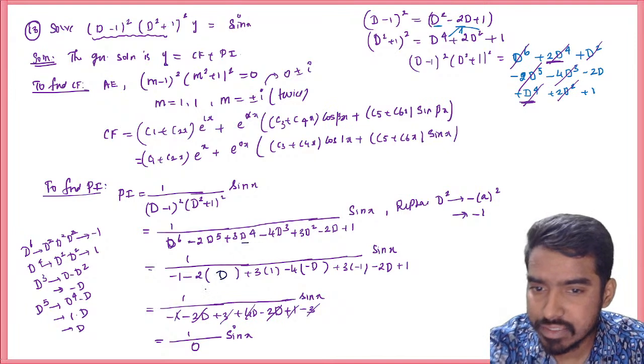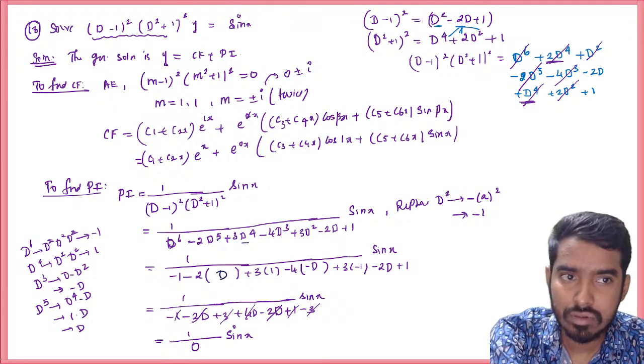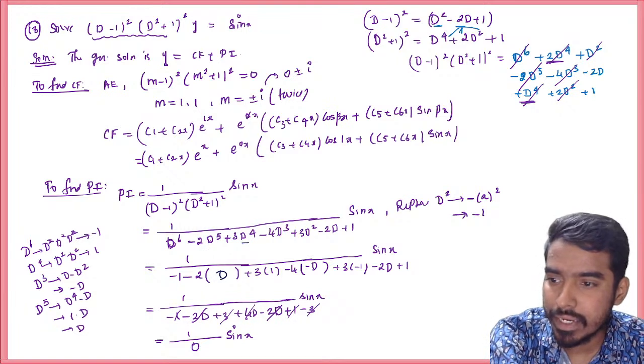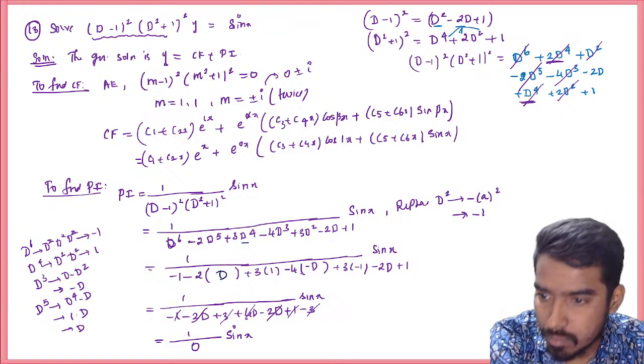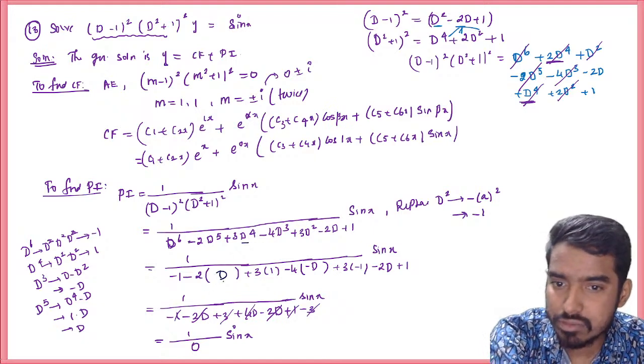Correct only, right? It is not plus 2, it will be minus 2d only. What is d power 5? Yeah, minus 2d power 5, right? d power 5 is d power 4 into d. d square is minus 1. So minus 1 into d, which is plus d only. So it will be minus 2d only. Minus 2d plus 3 plus 4d minus 3. It will be plus 2d only.